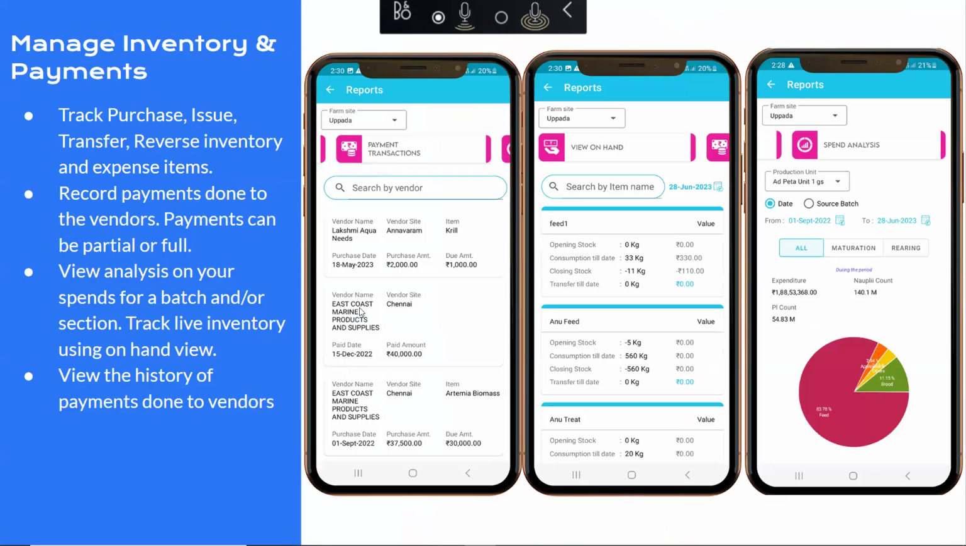He can manage his payments and inventory. He can do spend analysis, where his expenses are going, such as the spend analysis in the maturation section or in the larval rearing section.